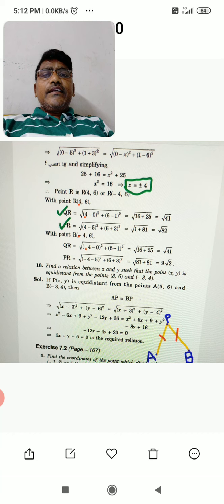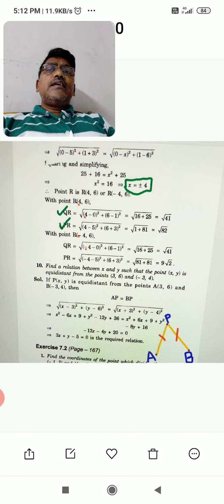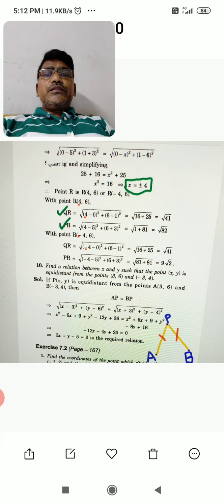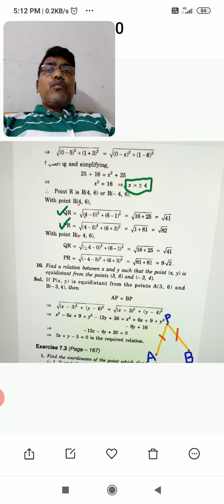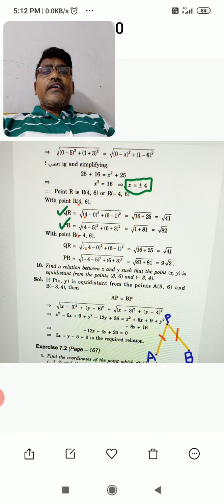So you see here one more question, the last question of exercise 7.1. Find a relation between x and y such that the point x comma y is equidistant from the points 3 comma 6 and minus 3 comma 4. You see here point P, both x and y are not given. So same as in the seventh question, we are taking P as x comma y, A is given, B is also given. You first find AP and PB and you equate both, because it is given in the question that AP equal to BP.